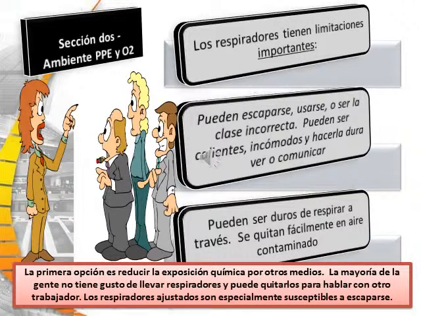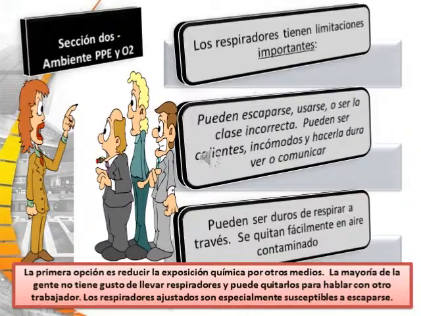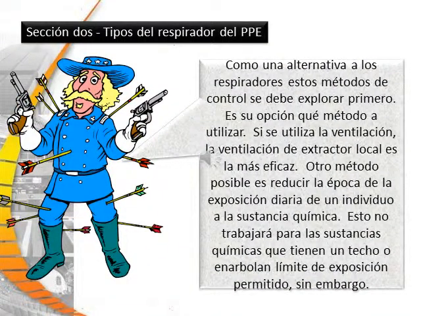The first choice is to reduce chemical exposure by other means. Most people do not like wearing respirators and may remove them to talk with other workers. Tight-fitting respirators are especially susceptible to leaking. As an alternative to respirators, these control methods should be explored first. It is your choice what method to use.